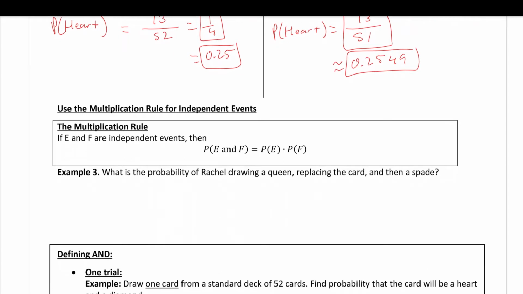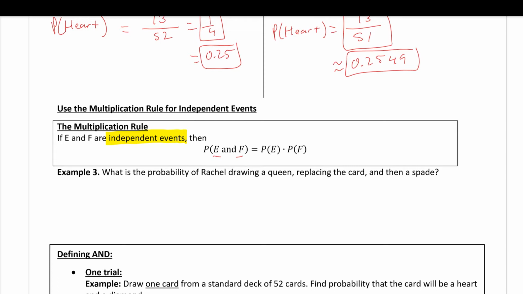All right, so this leads us to the multiplication rule. Now this multiplication rule, as it stands here, only applies for independent events. Okay, and it says that the probability of E and F is the same thing as the probability of E on its own times the probability of F on its own. All right, so let's test that.